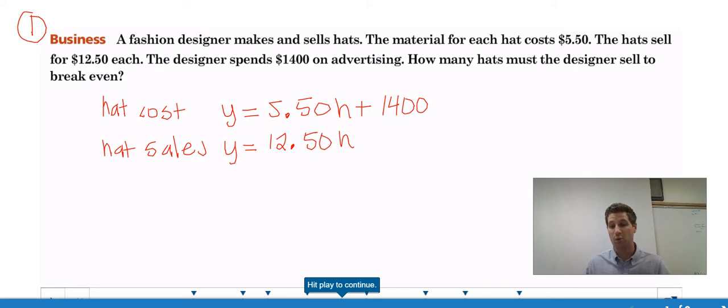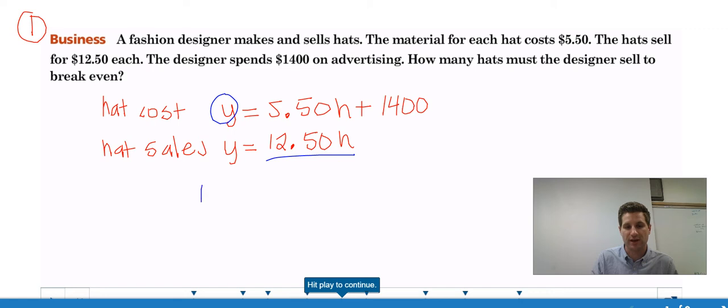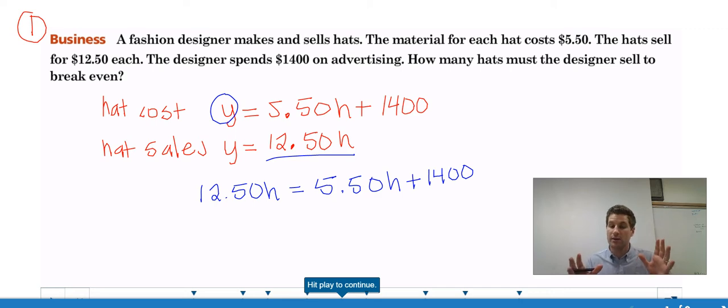Now, the good news is both these equations are already solved for y in the way that we set them up, so we can actually just substitute them in for each other. And remember, y equals y, so instead of this y right here, I'm going to replace this y with this piece. So we're going to get 12.50H equals 5.50H plus 1400. Okay? So I'm going to go ahead and get the H's all together.